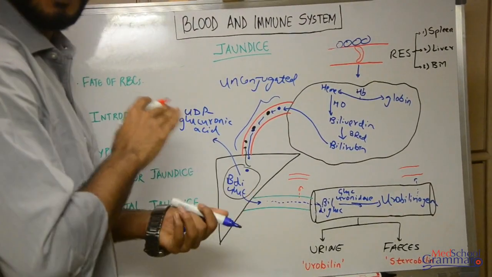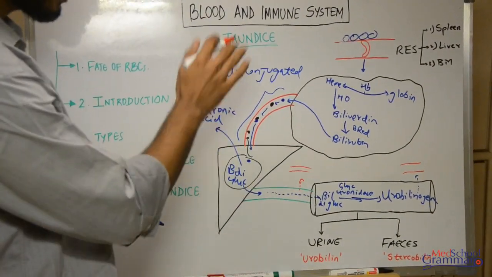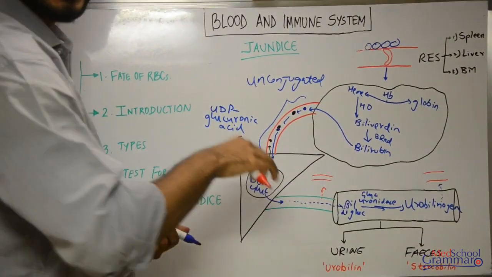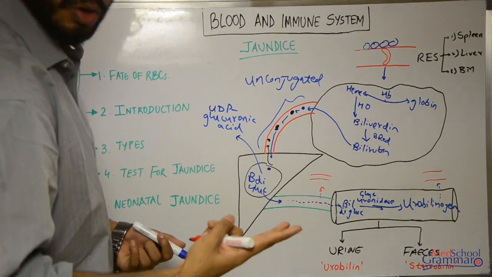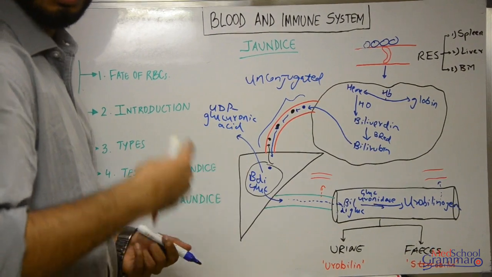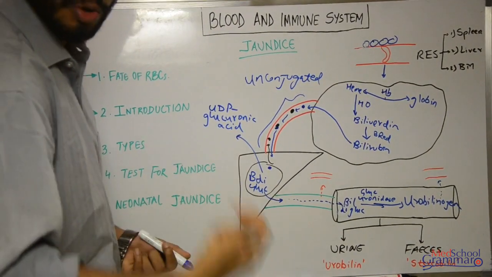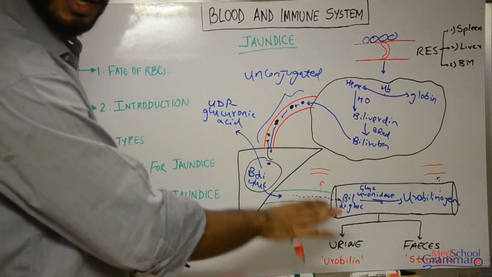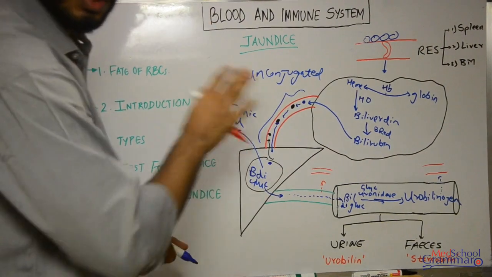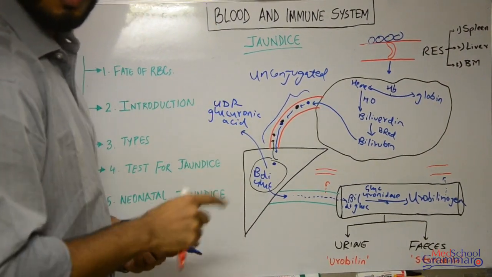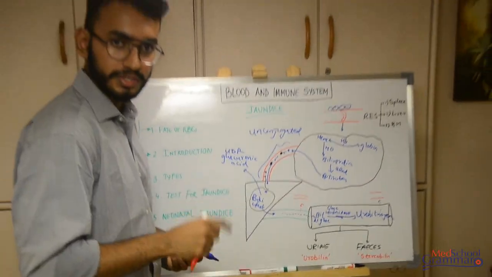This was needed to form the basis of jaundice, because now we can understand when we say conjugated bilirubin, when we say unconjugated bilirubin, when we use the terms urobilinogen, urobilin, stercobilin. So all these should be clear. What do they mean and where do they come from? So now we'll move on to the introduction of jaundice.